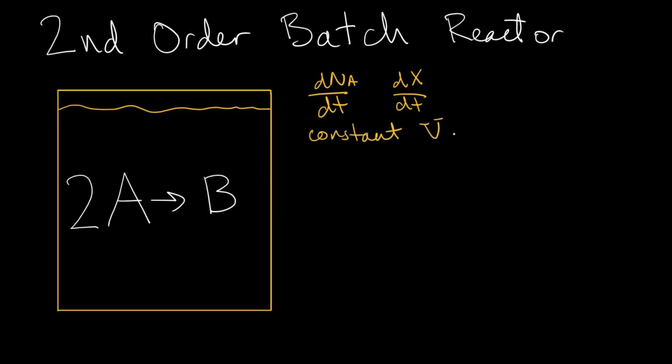That's a capital V, constant volume of the reactor, constant temperature in the reactor, and we're also going to assume that this is a well-mixed reactor. And that will help us make some assumptions about how the reaction rate is proceeding, because we'll know that the concentration of all the species at this part of the reactor will be the same as the concentration at this part of the reactor.